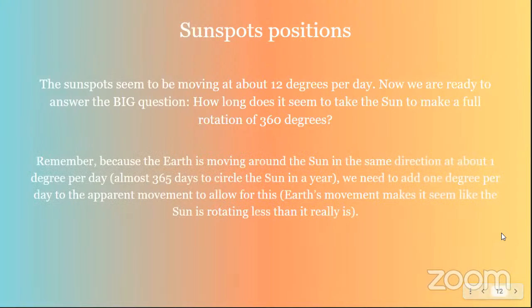Well, the Earth is moving around the sun in the same direction at about 1 degree per day, almost 365 days to circle the sun in a year. We need to add 1 degree per day to the apparent movement to allow for this. Because of the movement the Earth makes, it seems like the sun is rotating less than it really is.